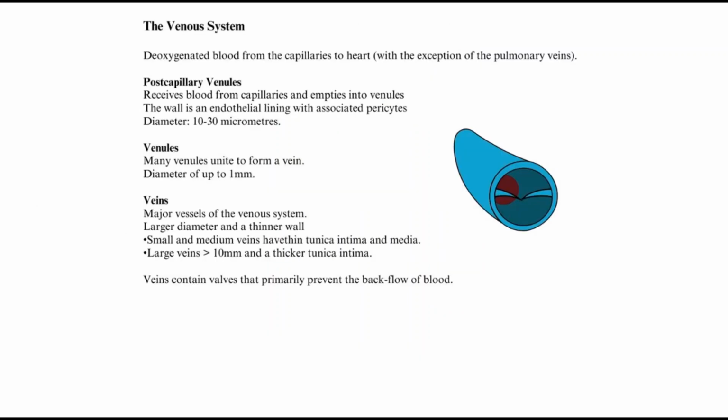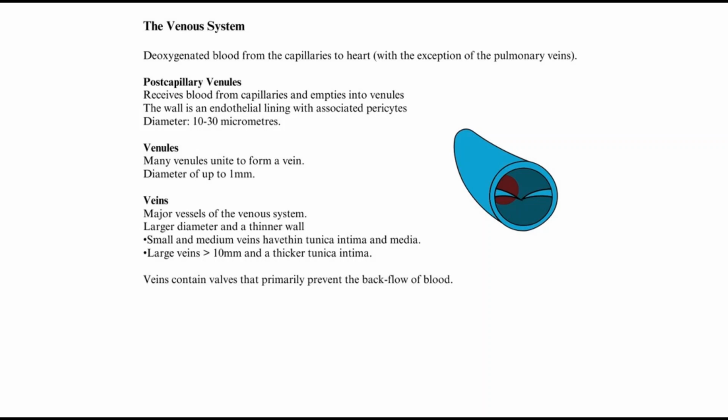Next is the venous system. The venous system takes deoxygenated blood from the capillaries and delivers it to the heart. Exception is your pulmonary vein. Like the arterial system, the venous system is comprised of different vessel structures. So let's look at each of these as we move away from the capillaries.